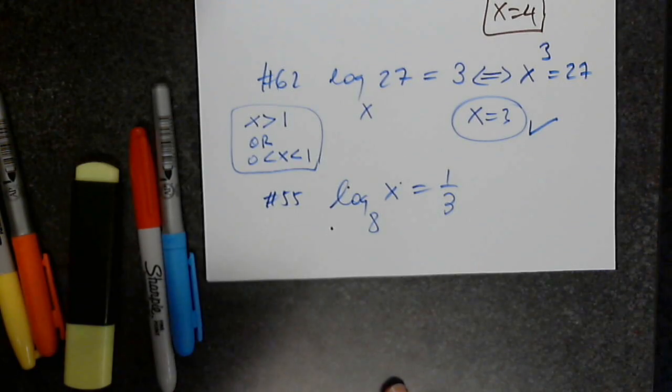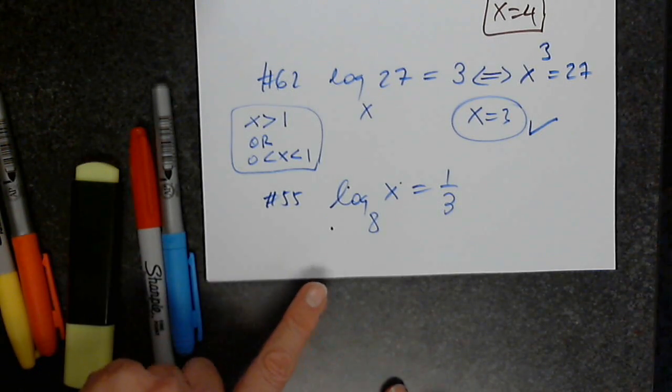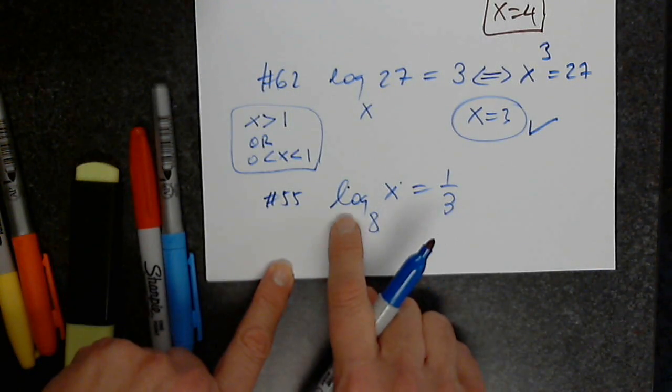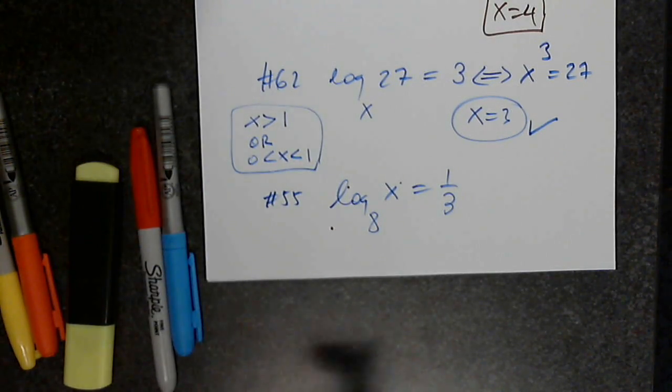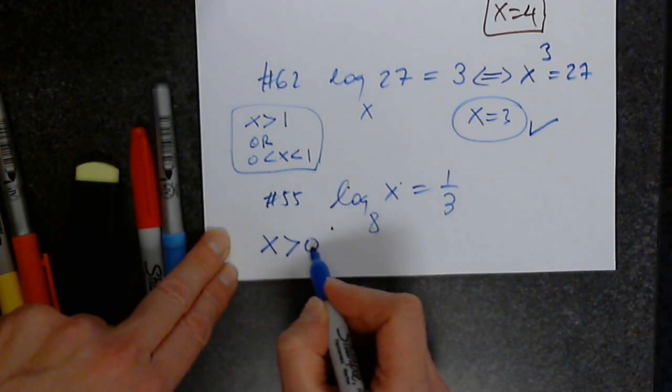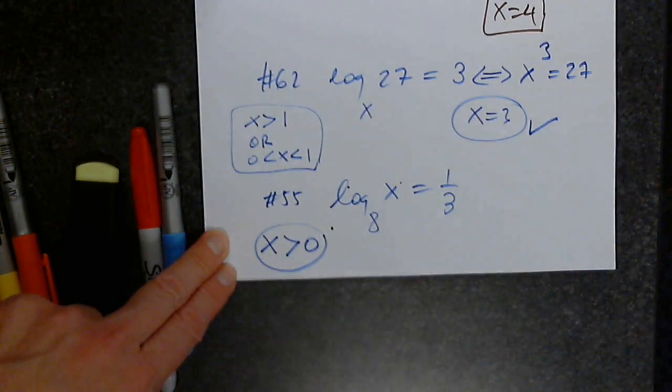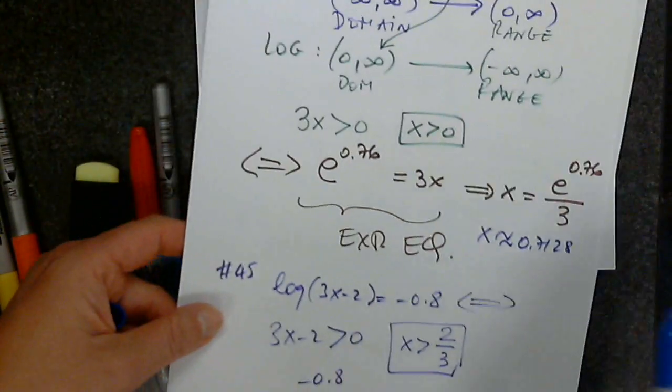We're working on 55. What is the restriction now? That's not the base. That's the number or expression that we apply log to. It cannot be 0. x must be greater than 0. Remember from the beginning? This condition right here.